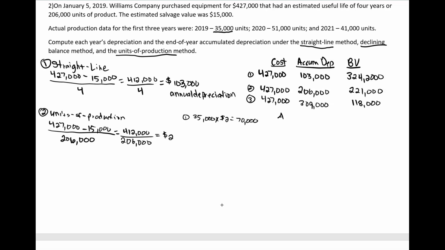Okay, so let's look at what is in accumulated depreciation and what is the book value. This is the depreciation expense. This is the first year we're depreciating it, so it stays at the 70,000. The book value is going to be the cost, which we know is $427, minus the 70,000. That's $357.